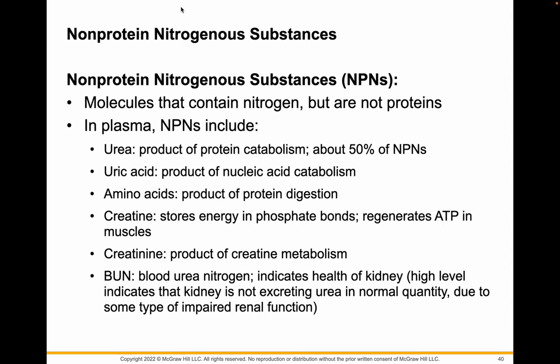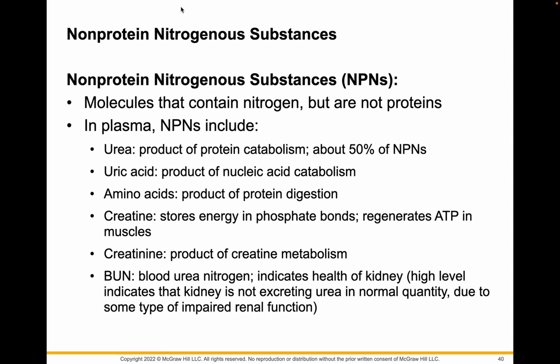So these could be urea and uric acid, these products of breaking down nucleic acids or breaking down proteins. Amino acids, which is the building block of proteins but not a complete protein. Creatine and creatinine. Creatine is found in body cells, and it's where you get your boost of ATP for the first 7 or 8 seconds of activity. It can regenerate ATP super fast, but you run out of it pretty quick.